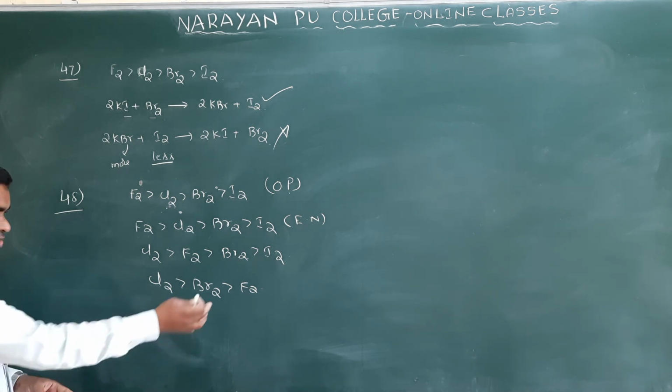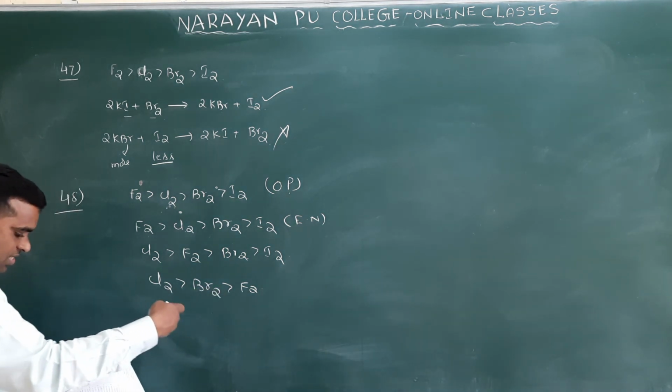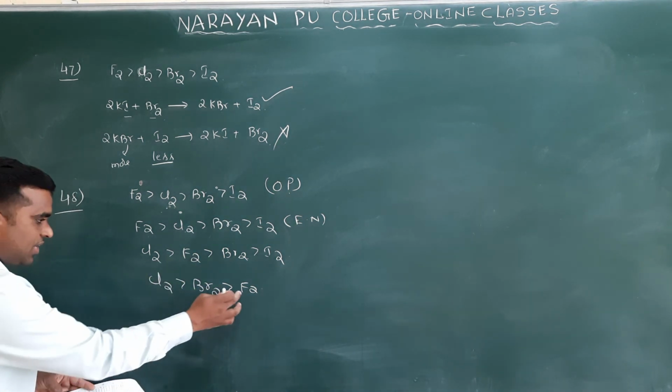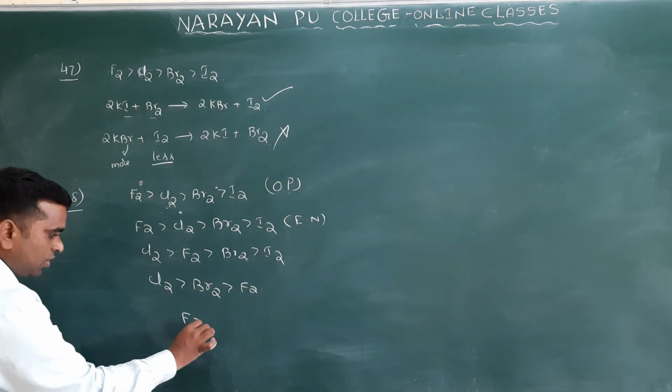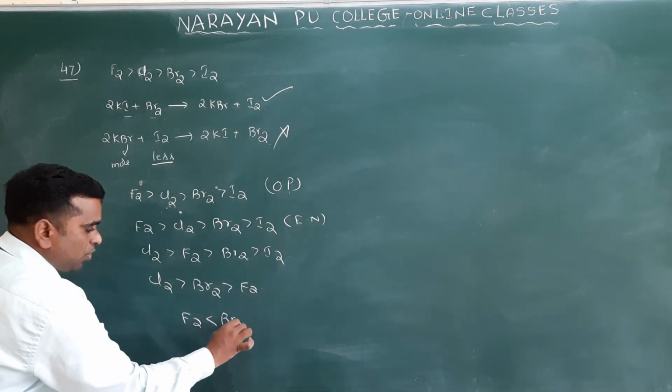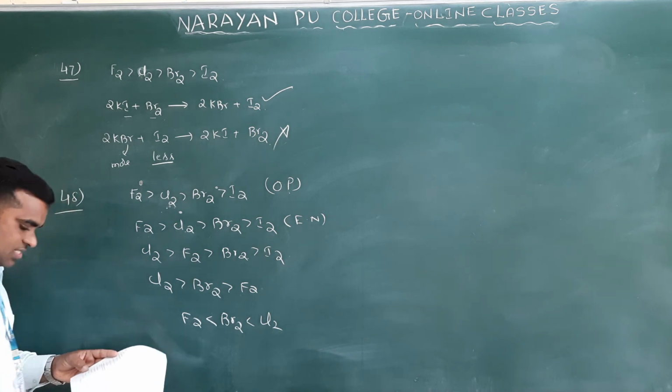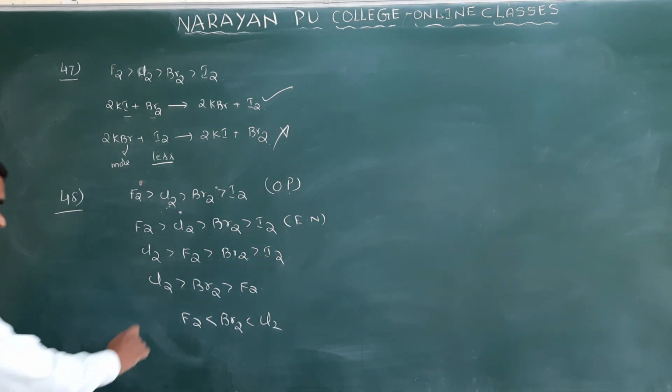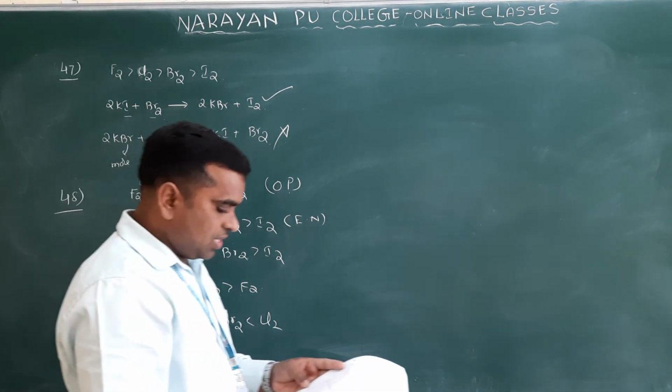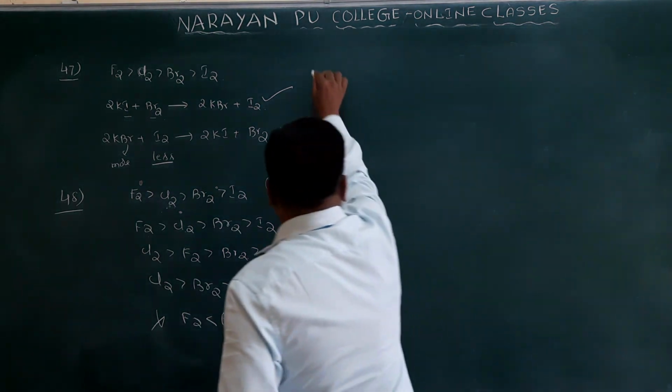But here they have given it in the reverse way, meaning they have given increasing order. So in increasing order, what will you get here? Fluorine should come lower, then bromine, and so on. This should be the answer, but the fourth one is wrong. That is the answer.